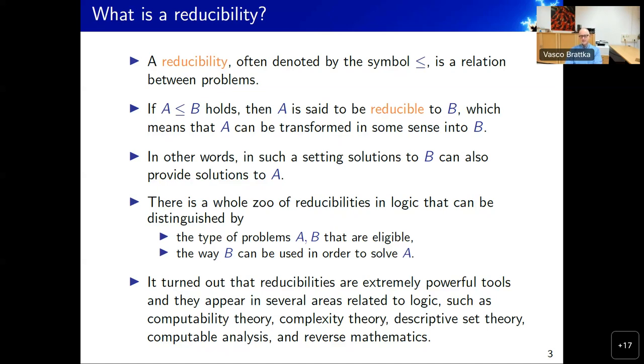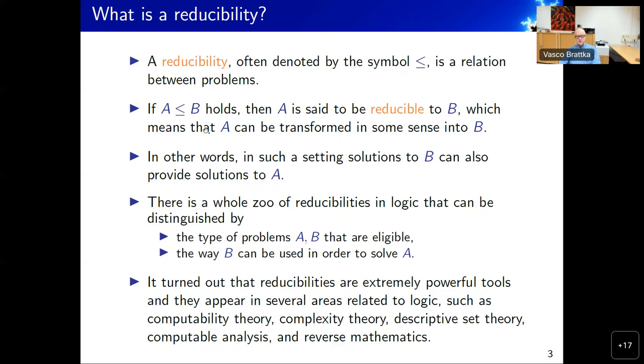And then the second aspect in which these reducibilities are distinguished is how the problem B can actually be used to get some information about the problem A. Typically, the relation between these problems is established by a computable map or continuous map. And then there are still differences in how this map actually establishes this relation.